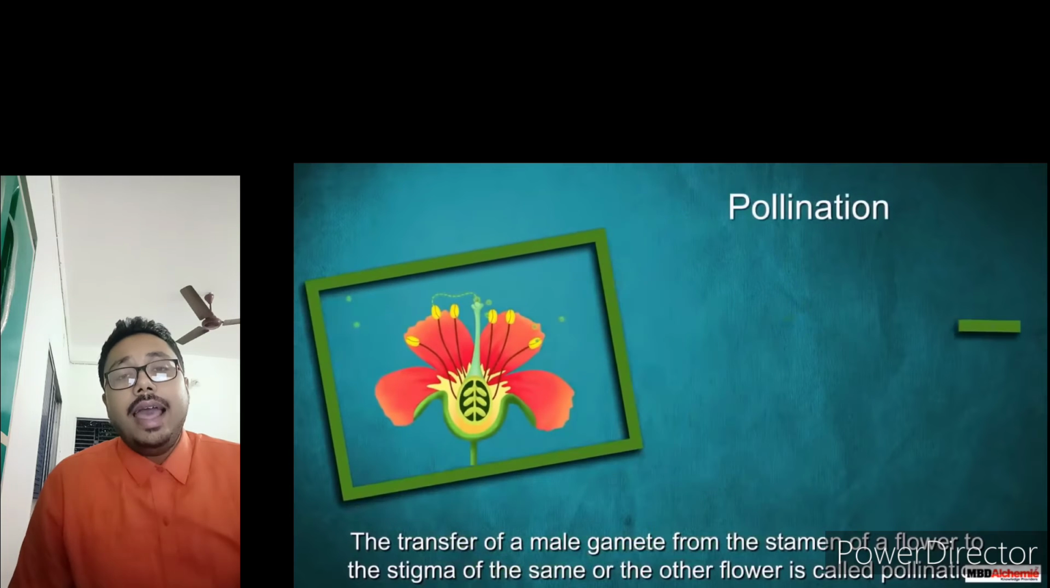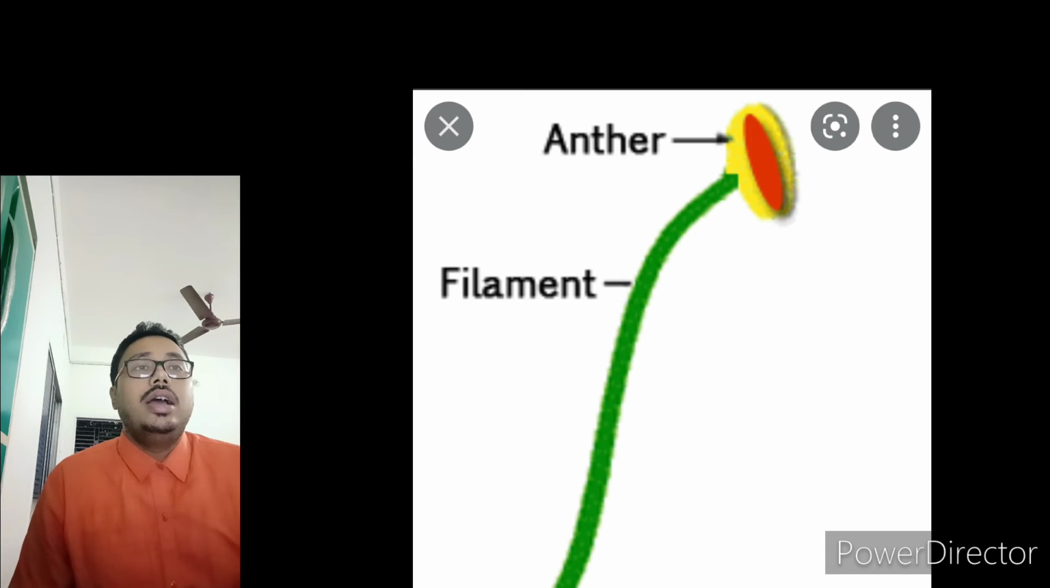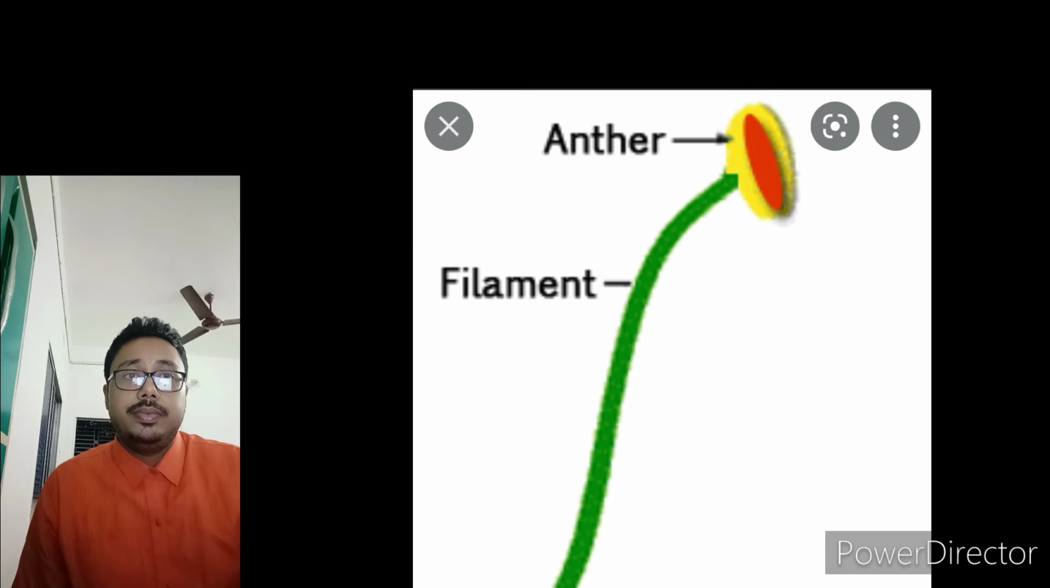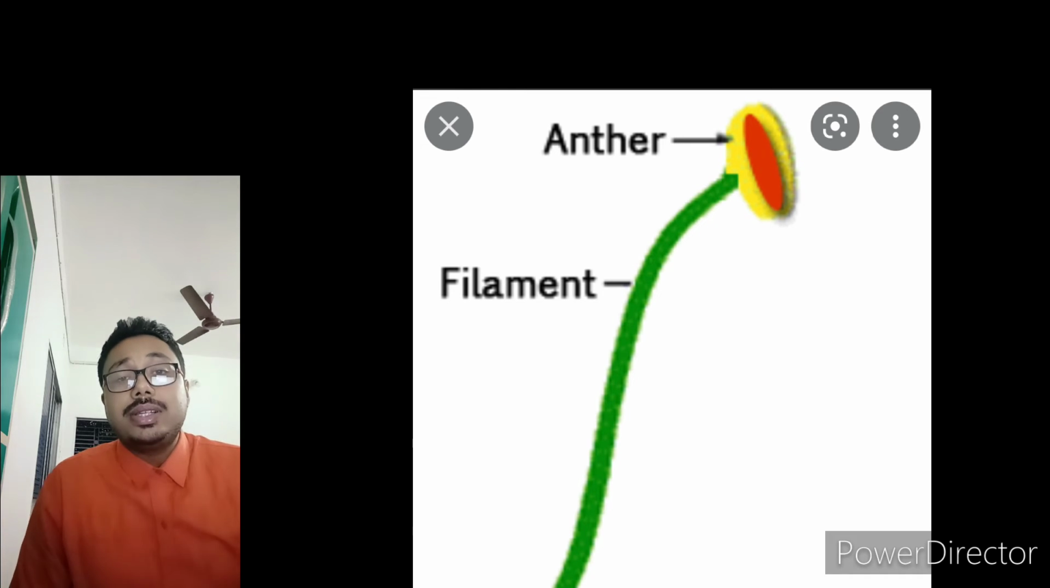Now, the anther. Look at the picture. Anther is that part of the stamen which produces the pollen grains, and the filament is a stalk-like structure that holds the anther. Pollen grain is also known as male gametophyte, which contains the male gametes.